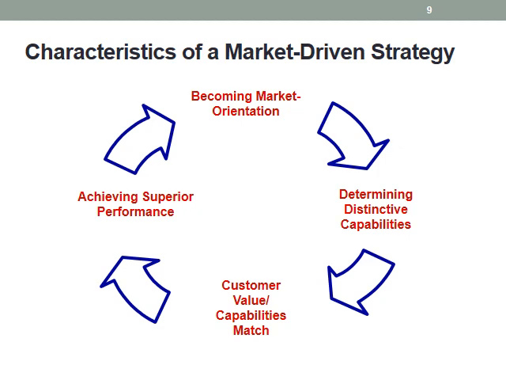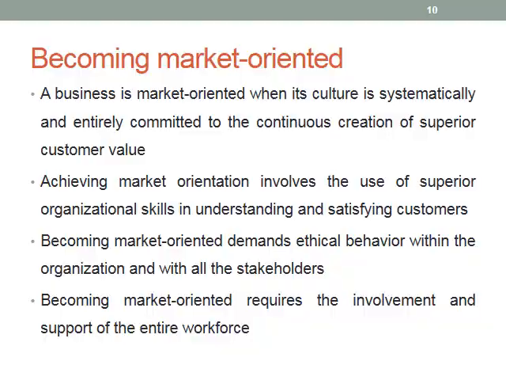And then moving from there, customer value and capabilities match. You have some customer values to be satisfied, and that should match with your capabilities in the organization, because there may be a lot of opportunities in the marketplace, but if you don't have the capability to match that, there's no point. So that matching is really important. And then if you do that, the final component is all about achieving superior performance. So we move from here to each of these characteristics.